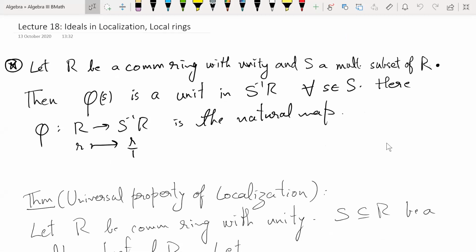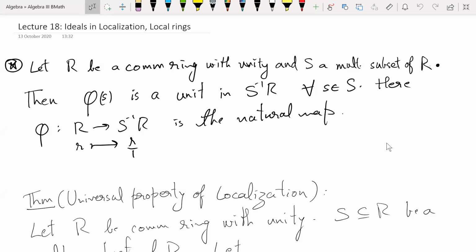So let's start. I hope you can see the screen. Last time we were talking about localization, or constructing the field of fractions. Today we will continue the discussion and talk about local rings, and also about how ideals behave with respect to localization. More precisely, how the ideals of R and the ideals of S inverse R are related. That's what we want to talk about if time permits towards the end.